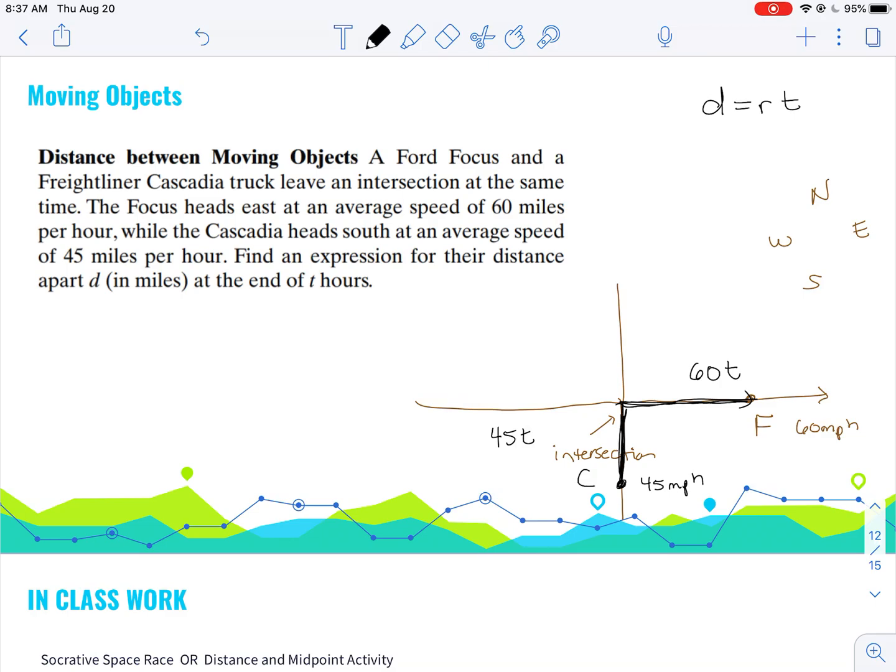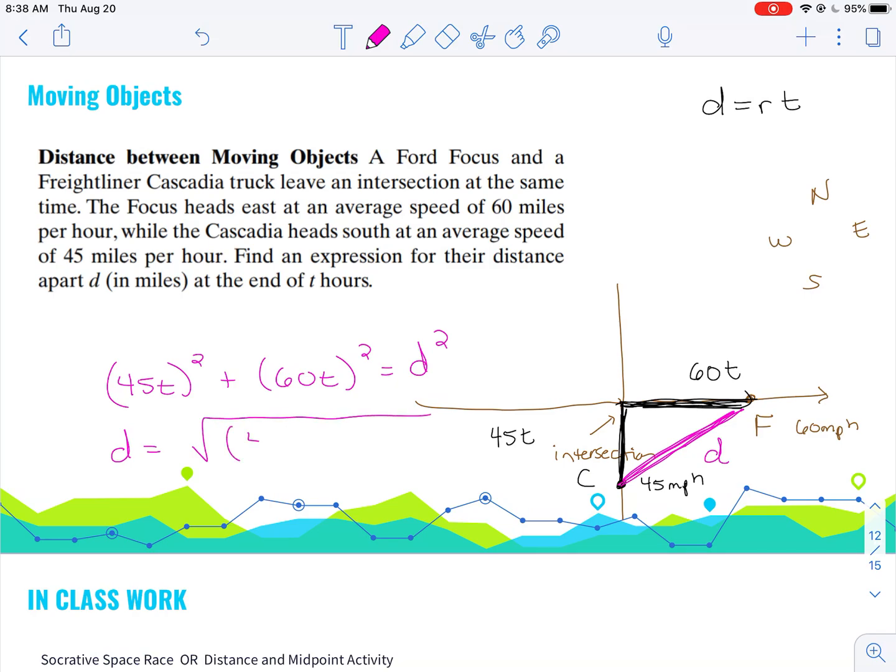So now the distance of this segment is going to be 45t, and the distance of this segment is going to be 60t. I want to know how far apart they are. So I'm trying to find that distance, d, right there. Well, we can use the Pythagorean theorem. 45t squared plus 60t squared is going to equal d squared. And then if you take the square root of that, you will get the distance traveled.